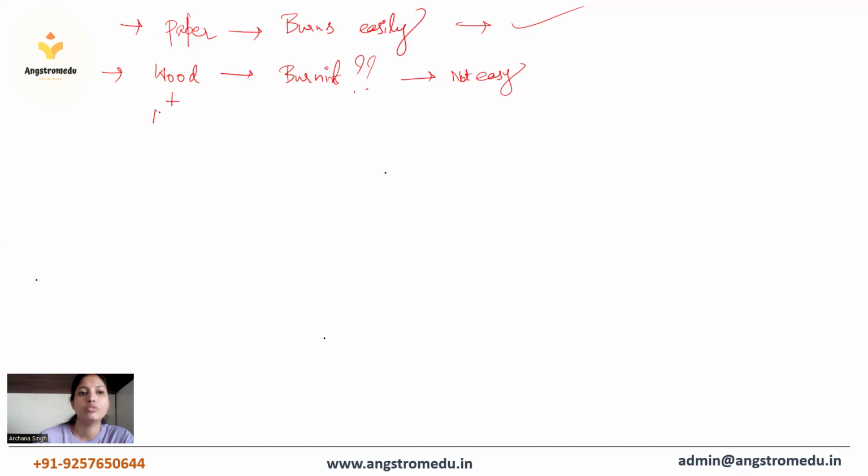But if I add wood plus kerosene oil, in olden times, if you are using kerosene oil, it burns easily. What is the reason for it? See, paper has a different temperature for burning. Wood has a different temperature for burning. Everybody is very, very unique in their own manner. Same thing happens with these things also. Paper has a different property. Wood has a different property.